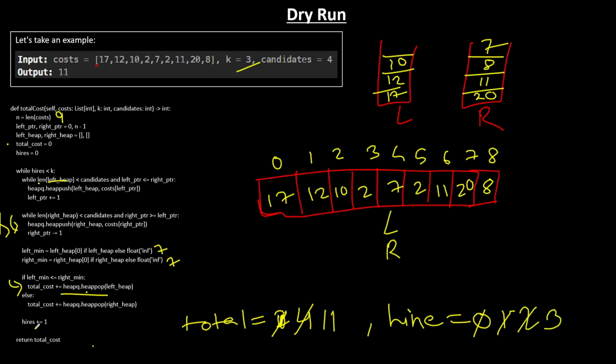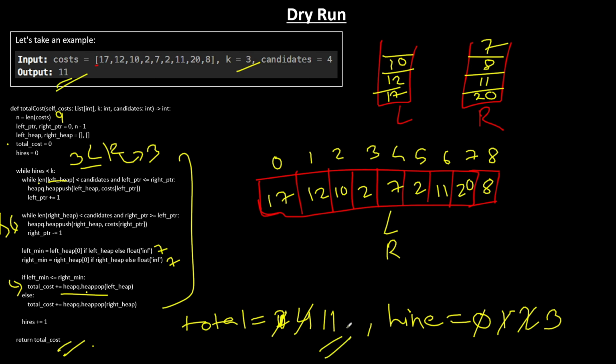Now, when we go back, hires is 3, right? Is it less than k? K value is 3. It is not, right? So we will come out from this loop and we will return the total cost, which is 11, and which is equal to our output.